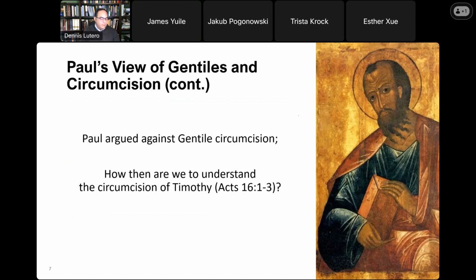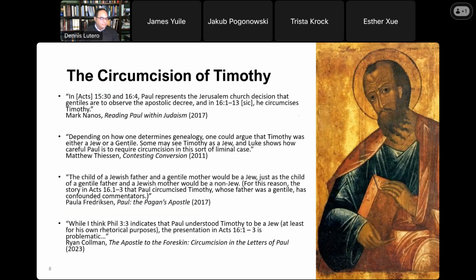What are we to make of the circumcision of Timothy? As we see in slide 8 here, Nanos indicates that Timothy is a Jew, presumably based on his matrilineal descent. Thiessen states that Timothy could be considered either a Jew or a Gentile, and says that, quote, Luke shows how careful Paul is to require circumcision in this sort of liminal case. Liminal indeed. I will use the same term a little later, but with a different spin.